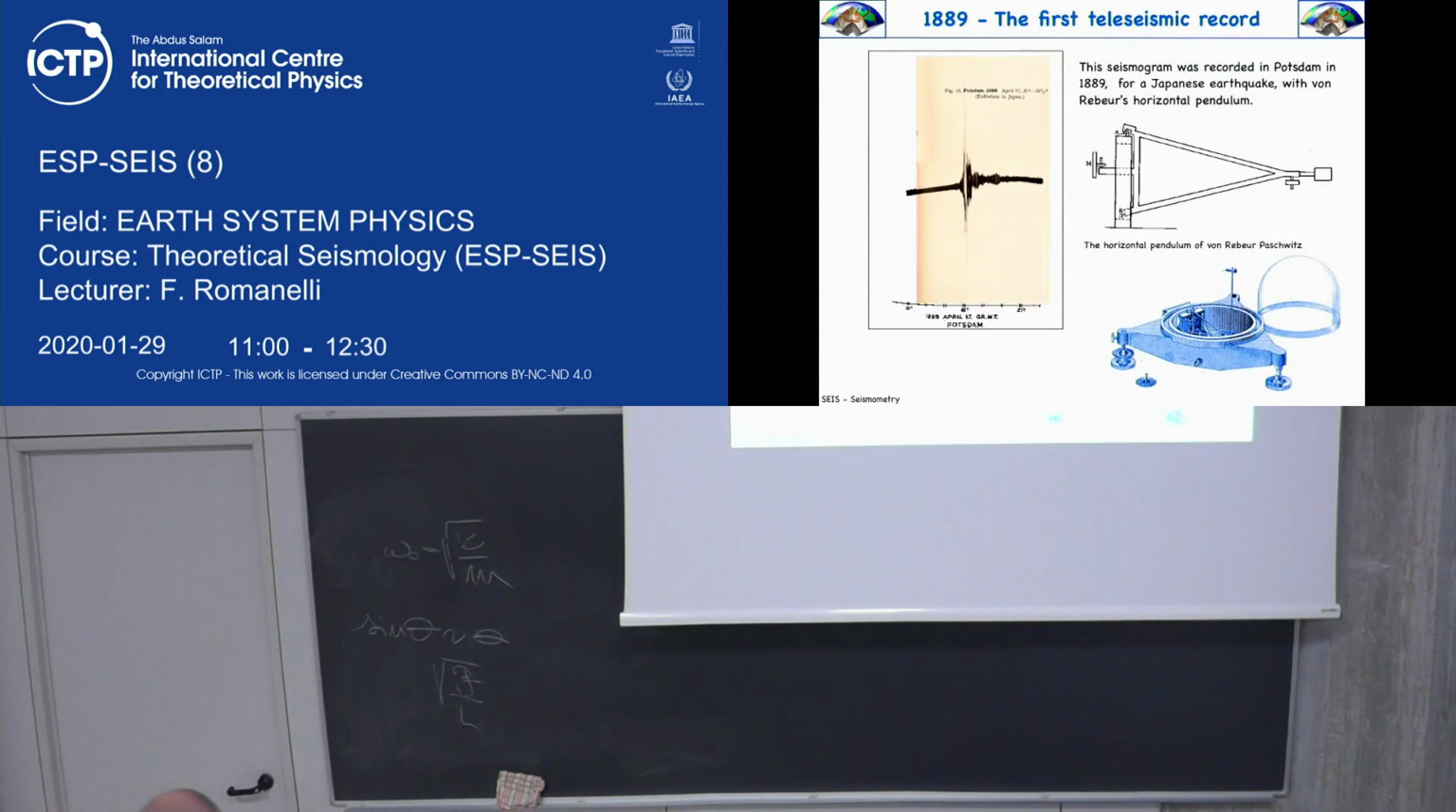Now it will be a very quick journey through some historical instruments. I think this is the first official recording of an earthquake, recorded in Potsdam, coming from a signal from Japan. So after a long travel, well, the system was going out of scale.